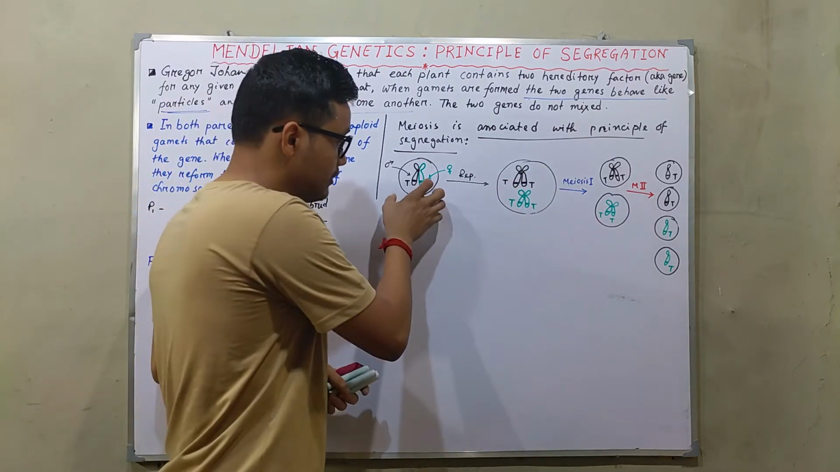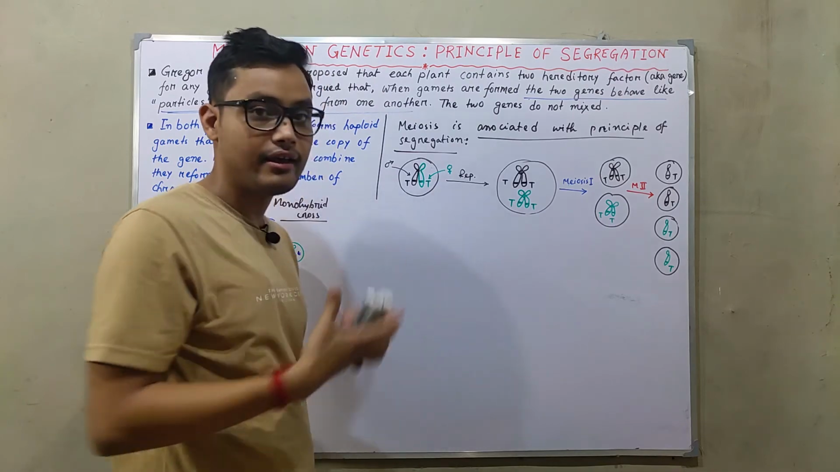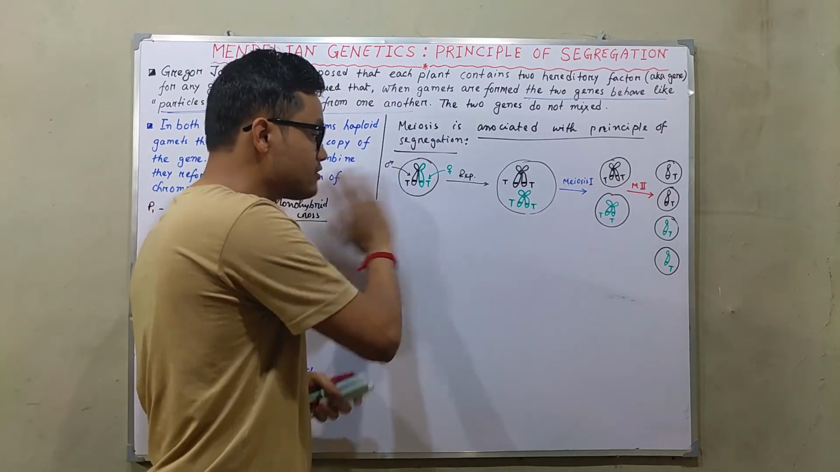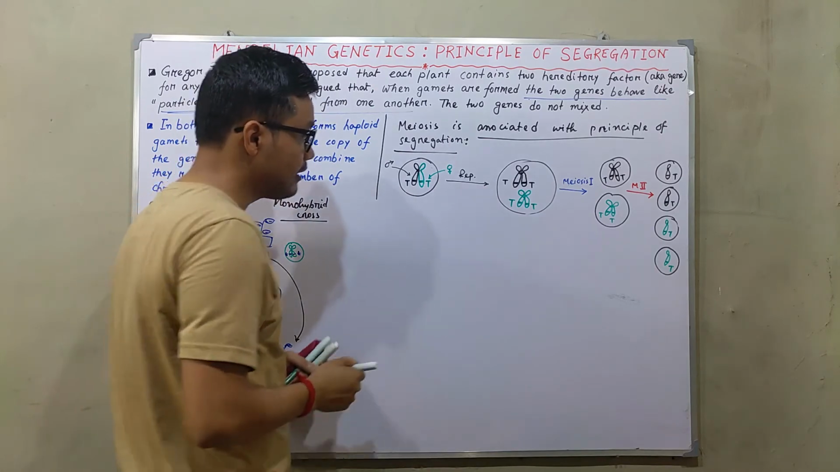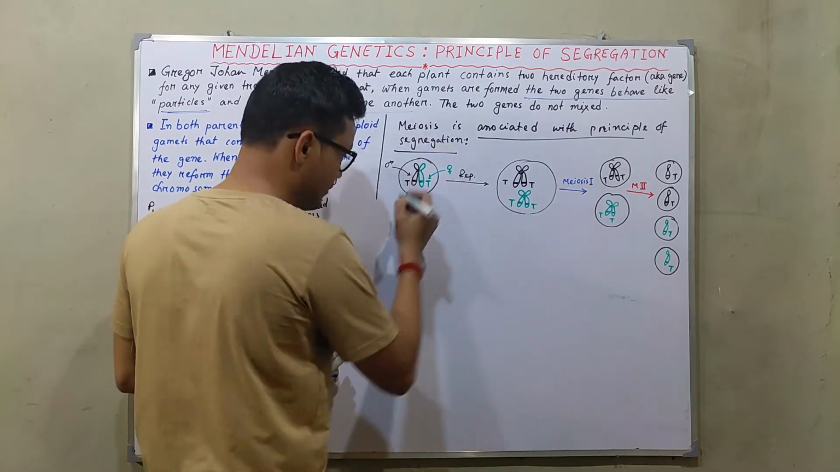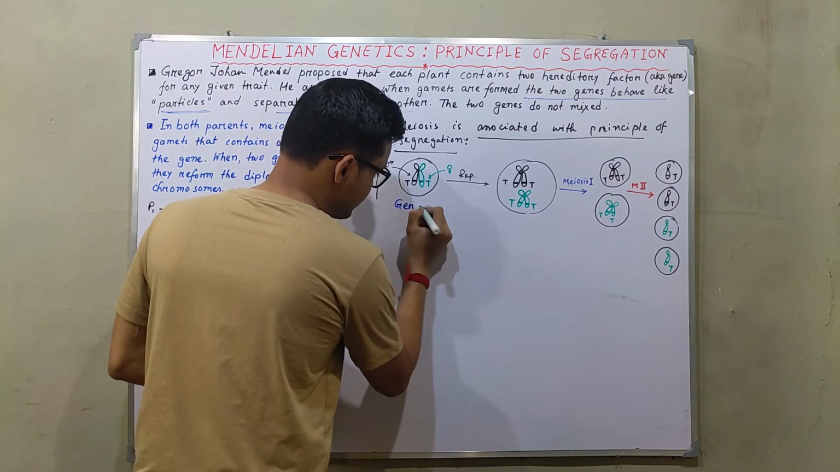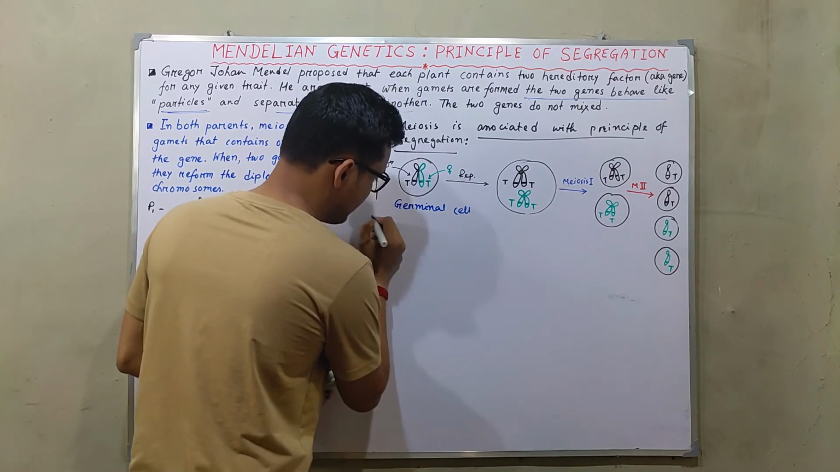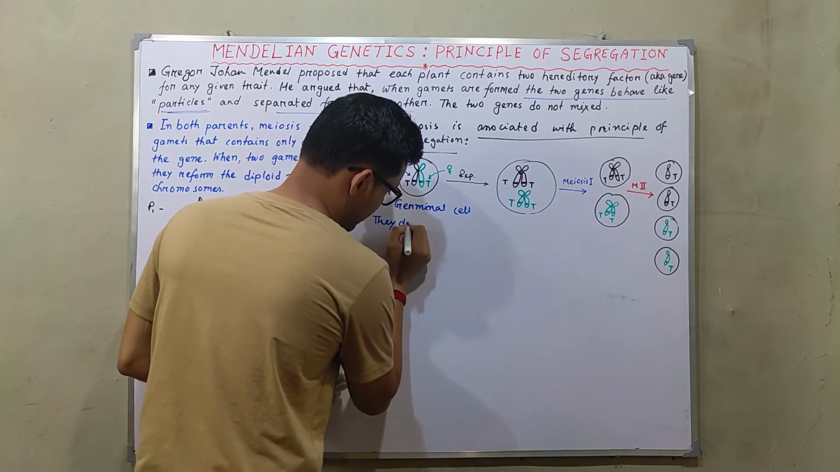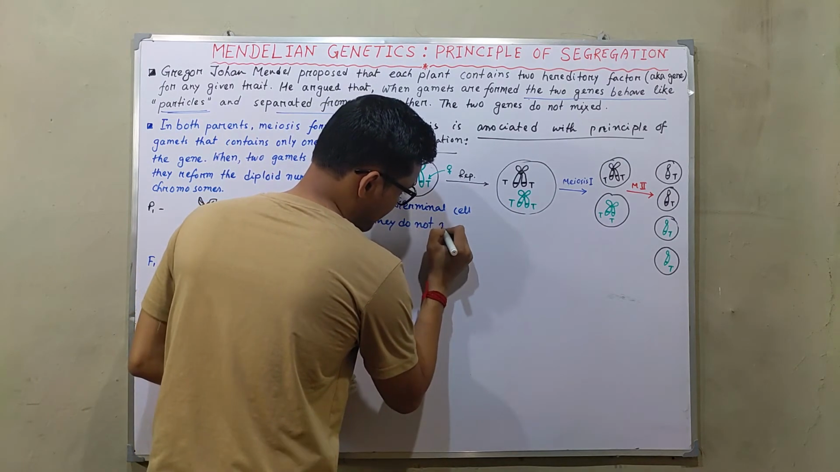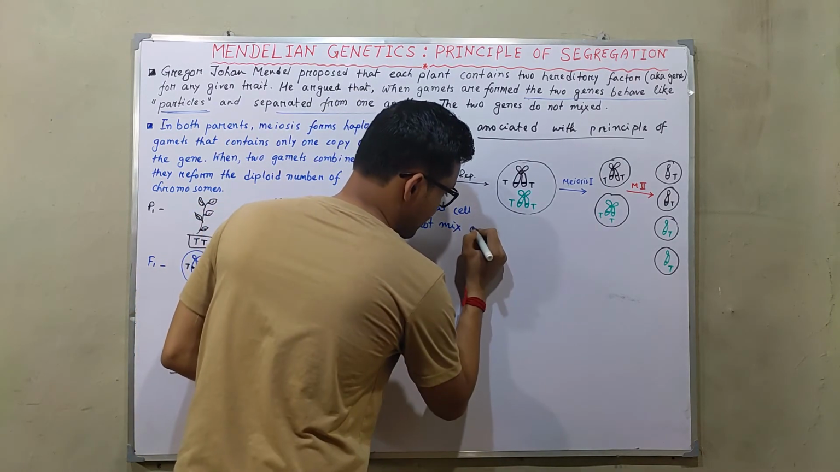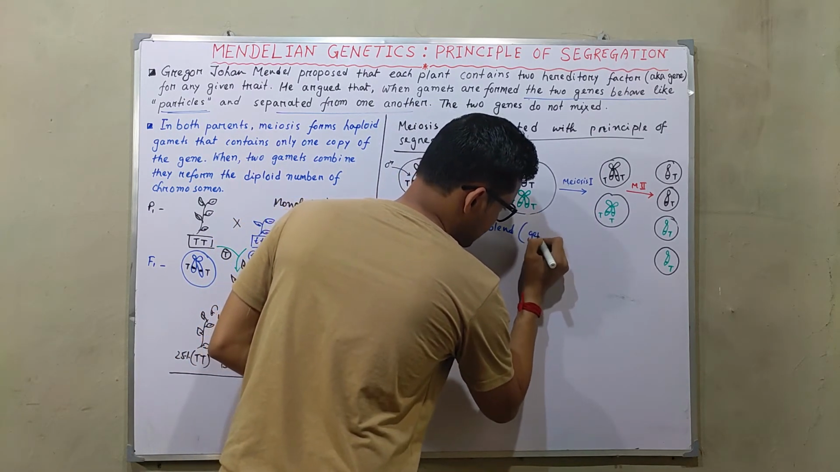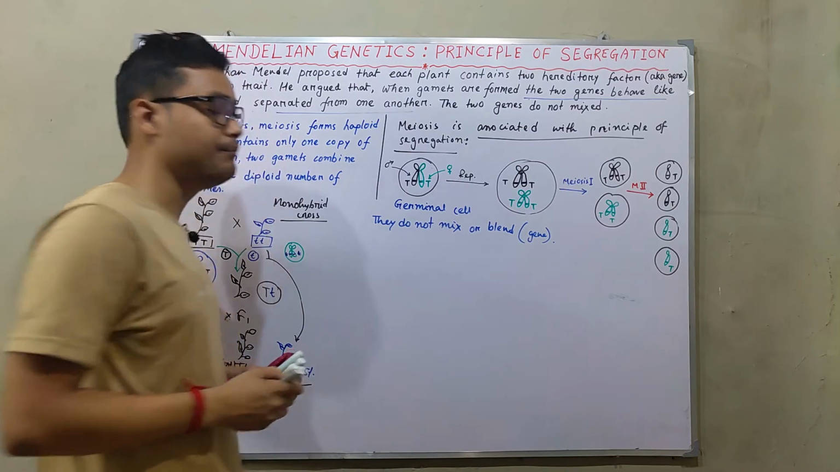But in an individual, like the plant or organism, they do not mix or blend. So here in the germinal cell, they do not mix or blend. So what is that? That is the gene. So genes do not mix or blend.